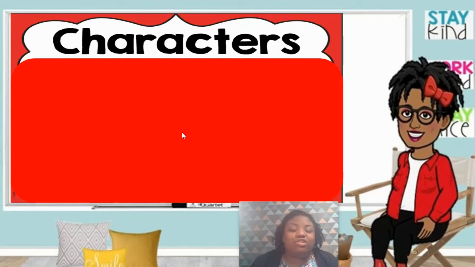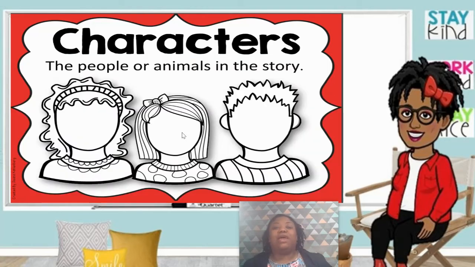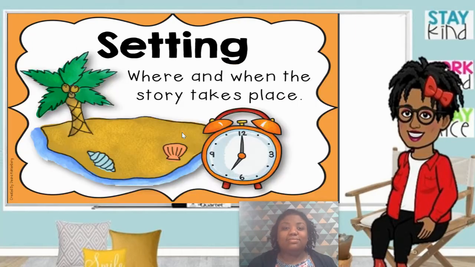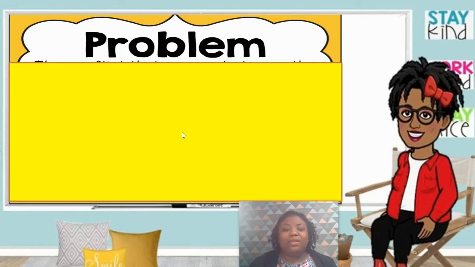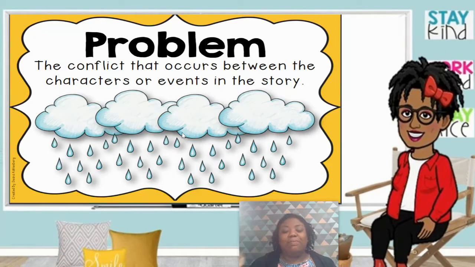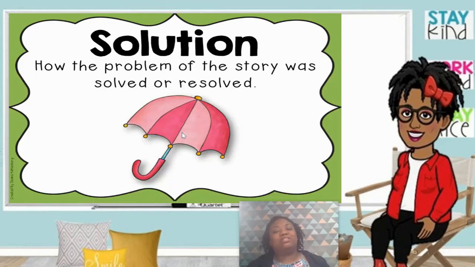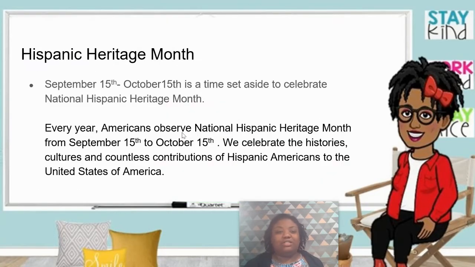So again, let's check for understanding to make sure we remember. Characters are what? That's right. The people or animals. What is the setting of a story? Good. It's where and when. Where and when, time and place, location and time. What is the problem of a story? That's right. Conflict. That's the main word you need to remember. Conflict is the problem. And what is the solution of the story? It is how the problem is solved. How do they resolve the conflict?